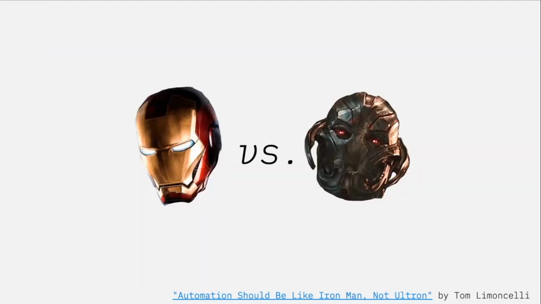Tom Limoncelli had an article in the Association for Computing Machinery called Automation Should Be Like Iron Man, Not Like Ultron. And he said that what we want is something that is more like Jarvis and like Iron Man's suit. Tony Stark can do all of these calculations on speed and thrust and propulsion and projectiles himself, but it's nice that he has a computer that's helping him do all of that heavy math and that heavy lifting. But when it comes down to it, he's the one who's steering. He's the one who has agency. He's the one who's making the decisions.